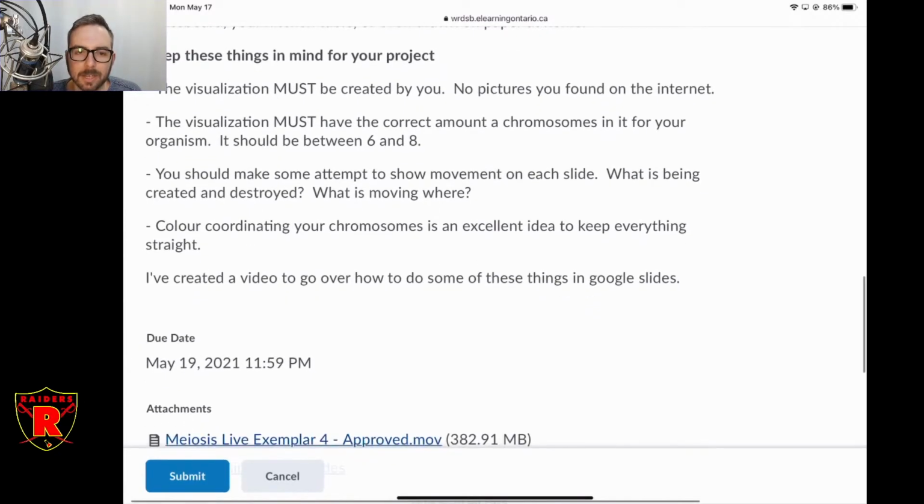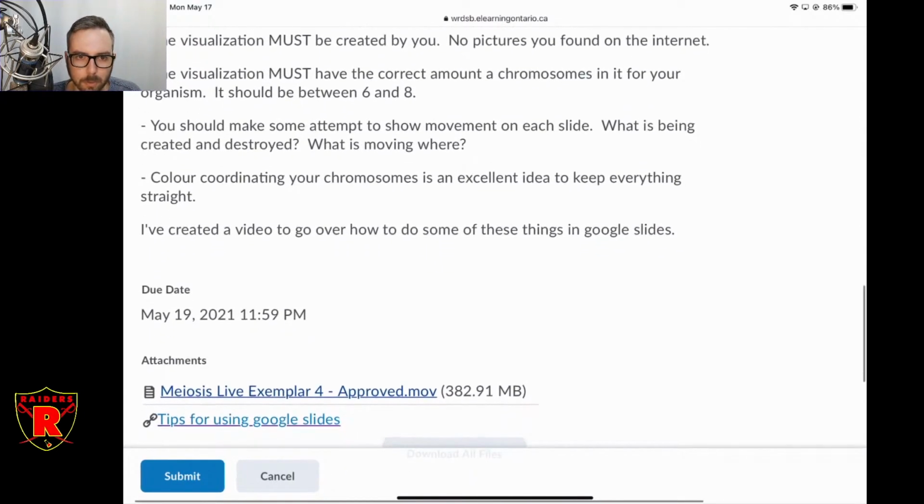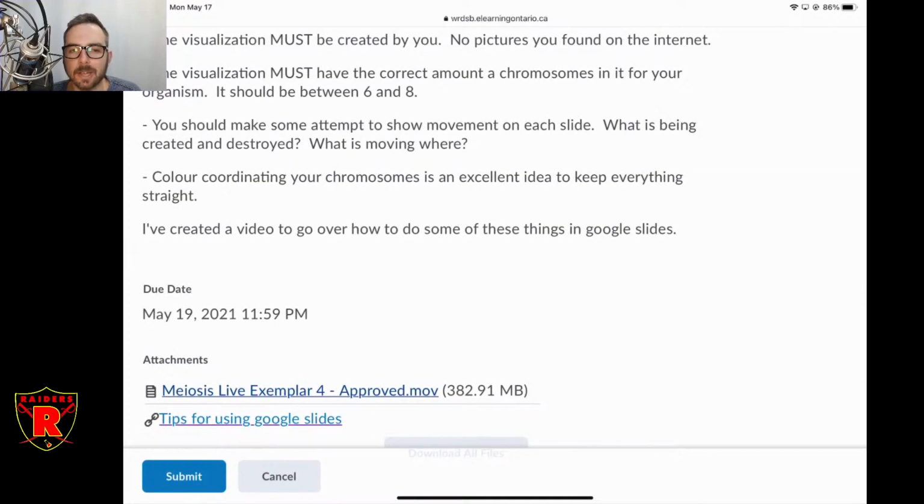Okay, it has to be correct for your organism, the correct number of chromosomes for your organism. That's the whole point. And you should make some attempt to show movement. Okay, what is going where and how is stuff moving? It doesn't need to be a complete animation, but somehow you need to show how things are moving, because that's the entire point, right? This is all about taking DNA, copying it, and then moving it to the correct location. That's the whole purpose of making this as a video. You could write an essay on this, but that is not as effective at explaining the process.